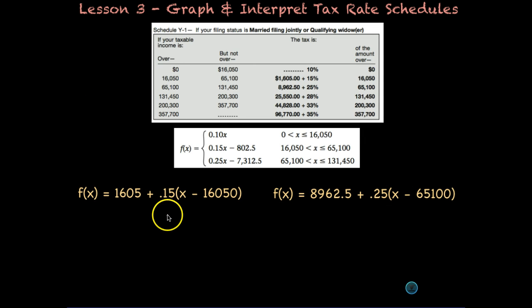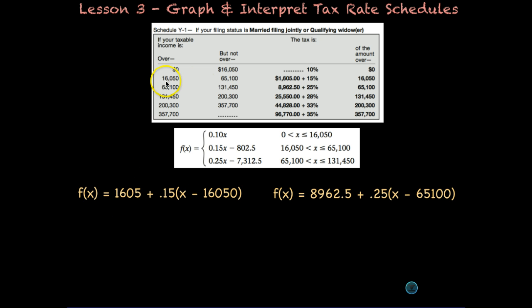Let's go ahead and look at some piecewise functions, and we'll compare. In this example, this is the table for married filing joint for federal, and remember that this is a graduated rate. The rate gets bigger as your income increases. Now down here I have three piecewise functions for the first three intervals, but notice that our piecewise functions don't look familiar because these are in y equals mx plus b form. When we wrote them in the last lesson, we wrote them like this.